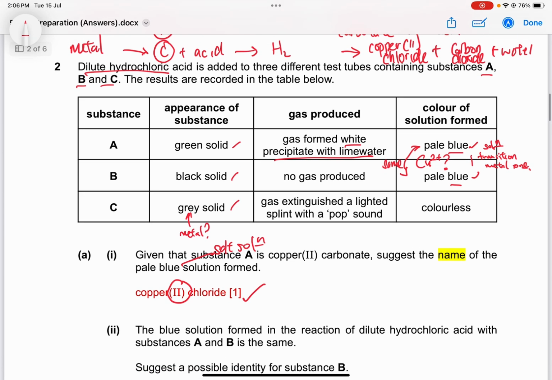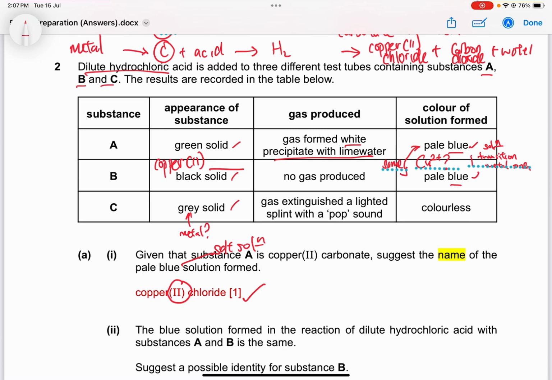Suggest a possible identity for substance B. So it tells you that B must be copper 2 something. Okay? Now, what could this be? It can react with acid. Okay? So B can react with acid to give you the solution.